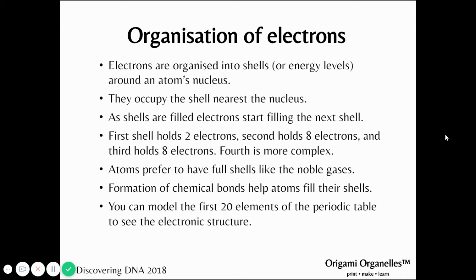The electrons, as we talked about last week, are organized into shells, or what we call energy levels, around the atom's nucleus. They occupy the shell nearest the nucleus. As shells are filled with electrons, they start filling the next shell. The first shell holds 2 electrons, the second holds 8 electrons, and the third one holds 8 electrons. The fourth one gets more complex. We're not going to worry too much about that one, but we will have a couple electrons in there for our models today.